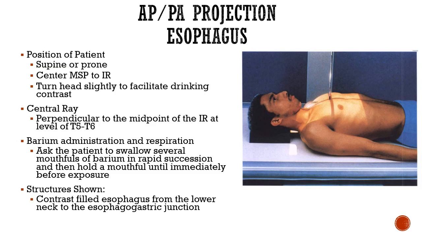Starting off with the AP or PA projection of the esophagus, our patient is going to be prone or supine. We're going to center the mid-sagittal plane to the image receptor, and we're going to turn their head slightly to facilitate drinking the contrast. We're going to be perpendicular to the midpoint of the image receptor at the level of T5, T6. Unless we need the Valsalva maneuver or have other issues, we're going to ask the patient to swallow several mouthfuls of barium in succession and then hold a mouthful until immediately before the exposure. The structures shown are the contrast-filled esophagus from the lower neck to the esophagogastric junction.